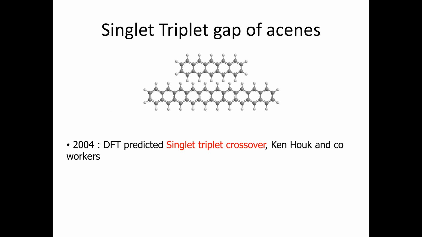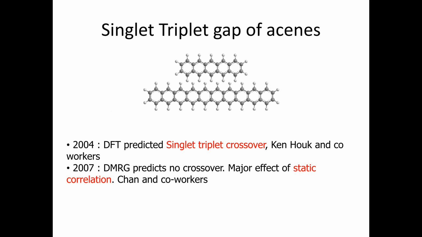In 2004, simple plain vanilla DFT had predicted that there's a singlet-triplet crossover in these molecules, which essentially means as I increase the size of the molecules, the triplet state becomes more stable than the singlet state. However, in 2007, GMRT predicted that there was no such crossover. And the major effect for that absence of crossover was static correlation.